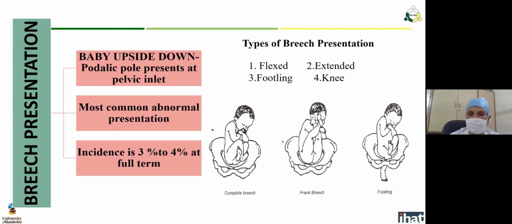One is a complete breech. As you see in the picture, there is flexion at all joints: hip joint, knee joint, ankle joint, everywhere. And in the frank breech, there is extension of the lower limb, that is, flexion at the hip joint but extension at the knee joint. The complete breech, the flexed breech, is common in multigravida, whereas the frank breech or extended breech is common in primigravida.